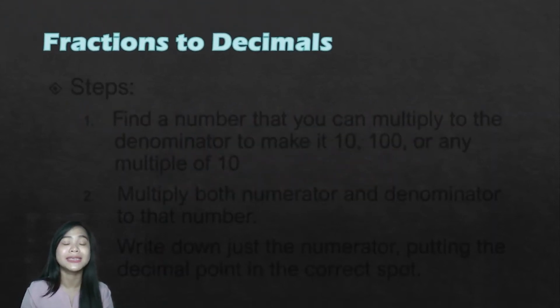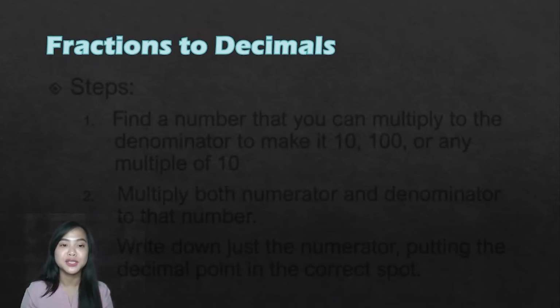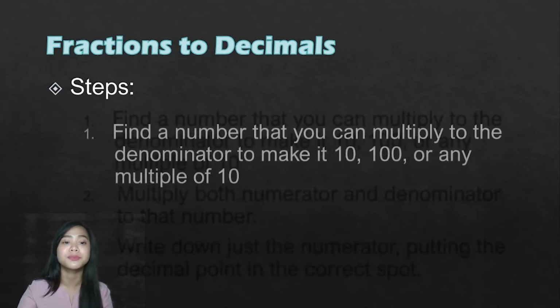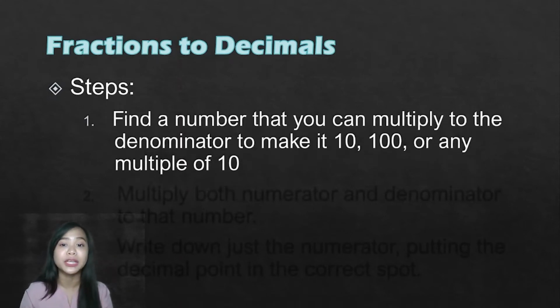First, let's convert fractions to decimals. We have 3 steps for this. First, you need to find a number that you can multiply to the denominator to make it 10, 100, or any multiple of 10. So you need to find a factor wherein you will have a product of 10, 100, or any multiple of 10. Don't forget that the denominator, you're going to multiply it to a number.